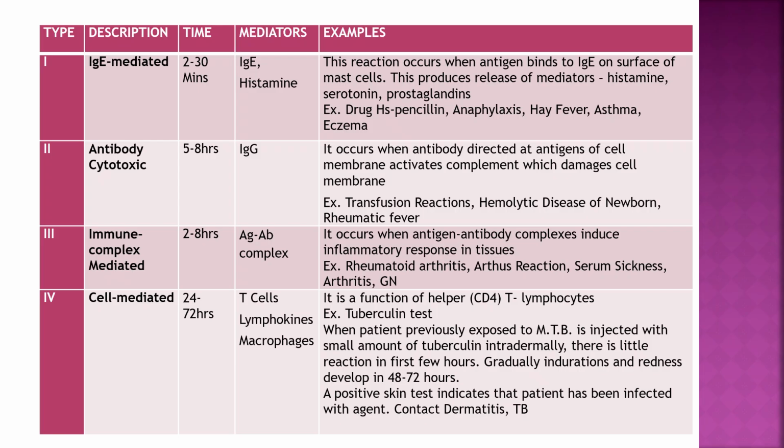Type 4, cell mediated, occurs in 24 to 72 hours. Mediators are T cells, lymphokines, and macrophages. It is a function of helper, that is CD4 T lymphocytes.